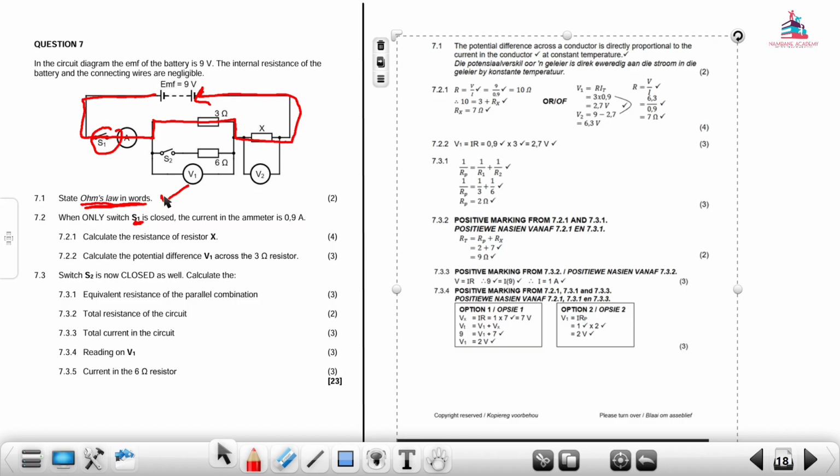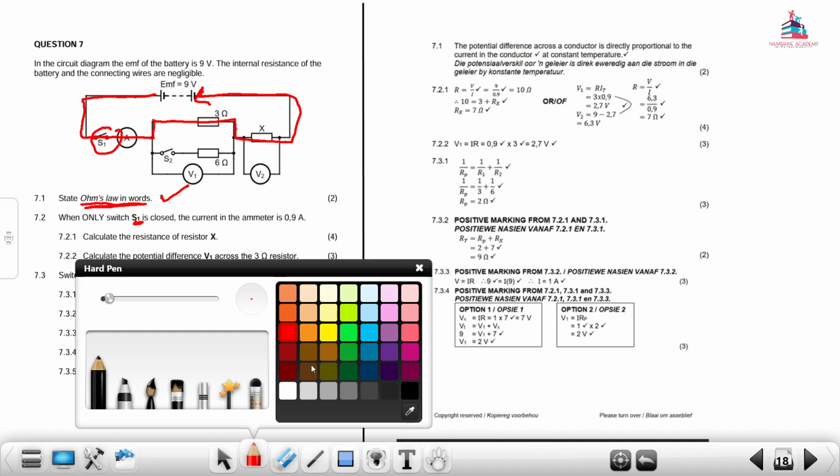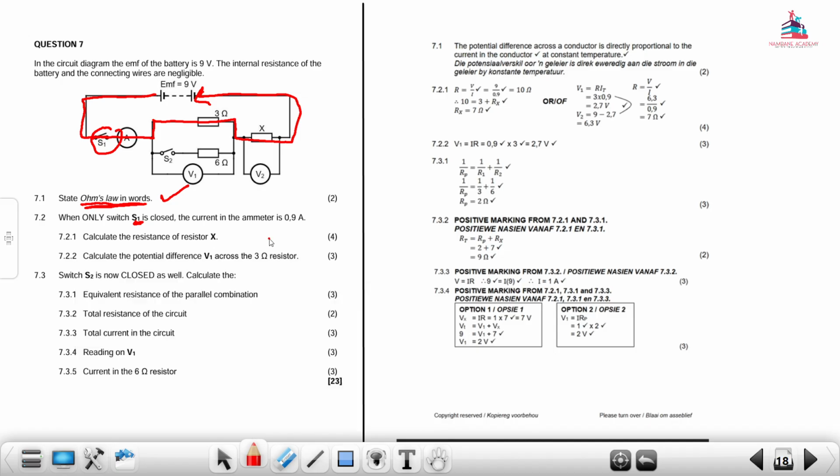When switch S1 is closed, calculate resistance X. So we are going to say R is equals to V over I. Then we have 9 over 0.9. Where do we get the 9 from? That's 9 volts. And then where do we get the 0.9 from? It is our current. Therefore, we're going to have 10. Then if you have 10, you can calculate the resistor X.